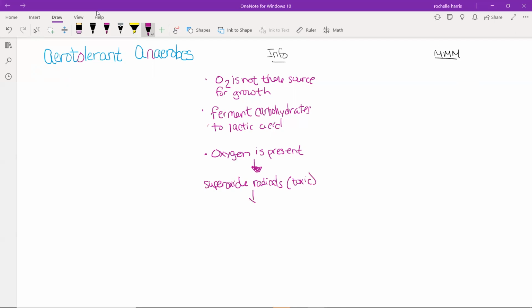So for them to combat that, they produce SODs. Superoxide dismutase. These are enzymes. Dismutase. Enzymes that neutralize the radicals so that these microbes can grow in the presence of oxygen. So they are neutralizers.